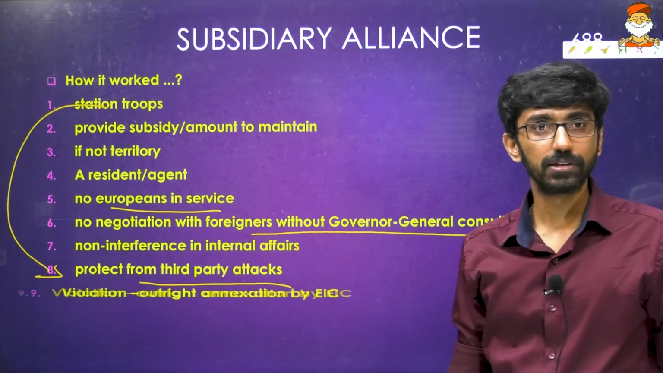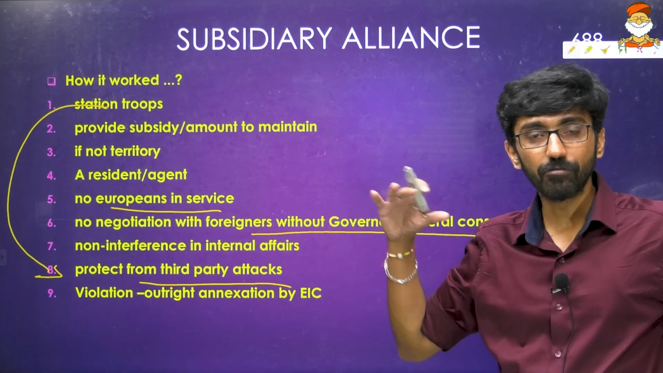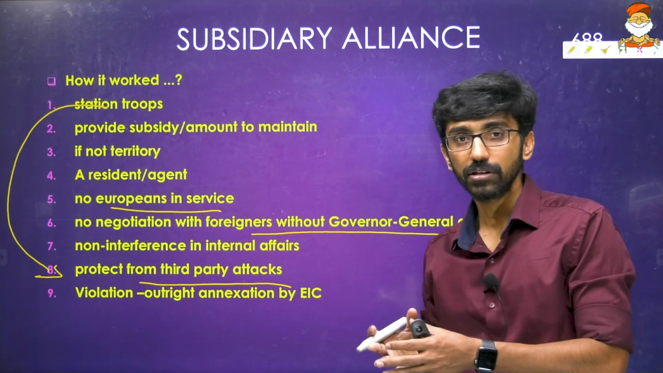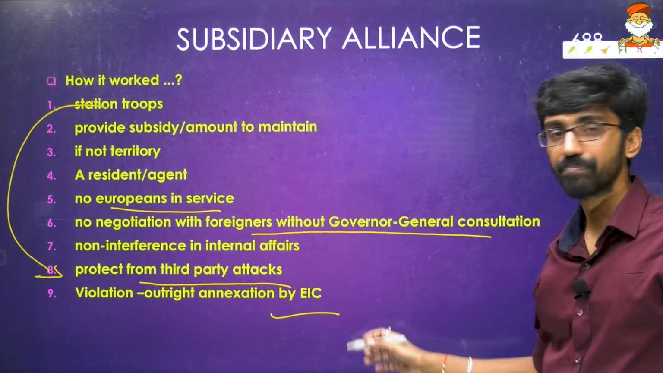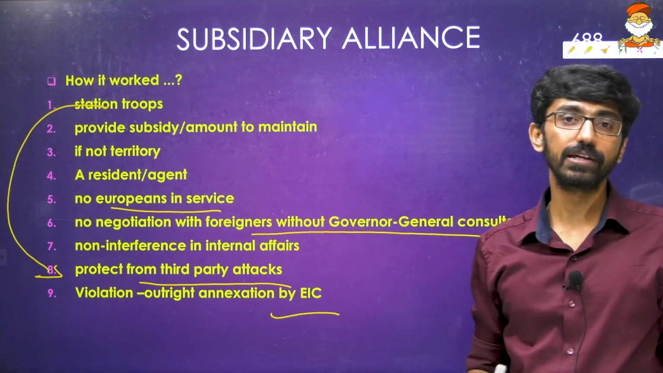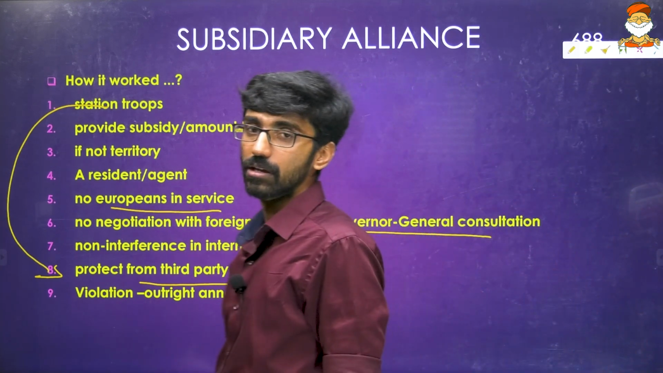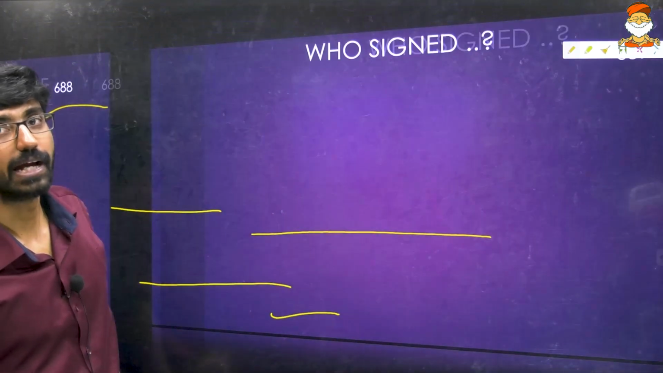We will protect you from third party attacks. And if any state violated these rules and regulations, there will be outright annexation. It means the rule will be taken over by the East India Company. It will come under the direct control of the East India Company, and that is called the Subsidiary Alliance System, which was brought by Richard Wellesley in 1798-99.